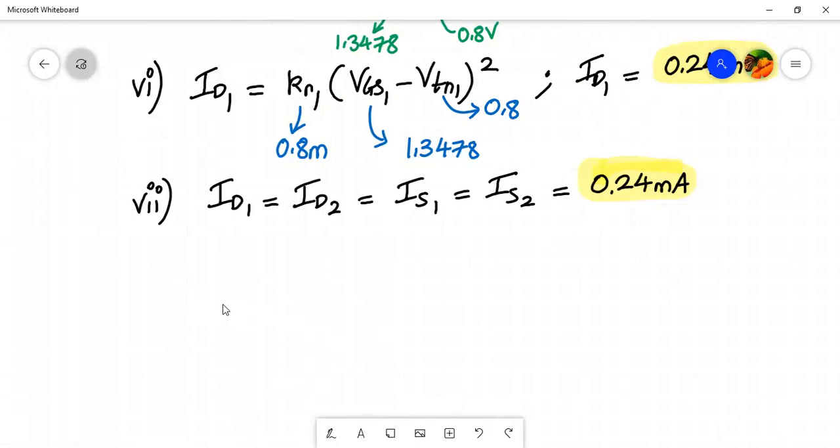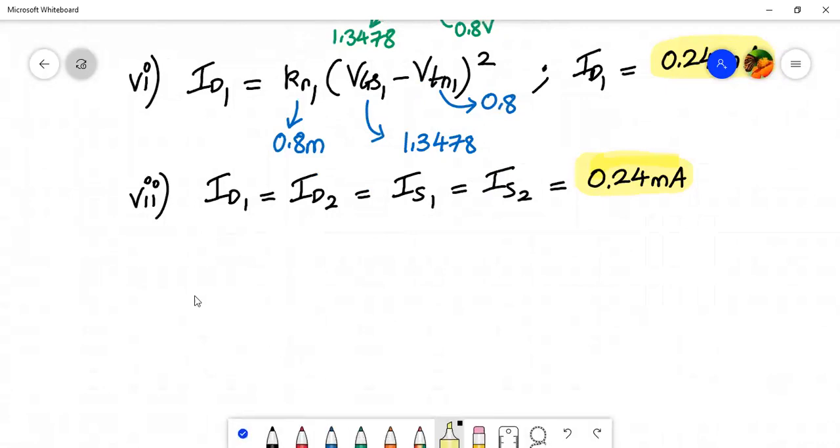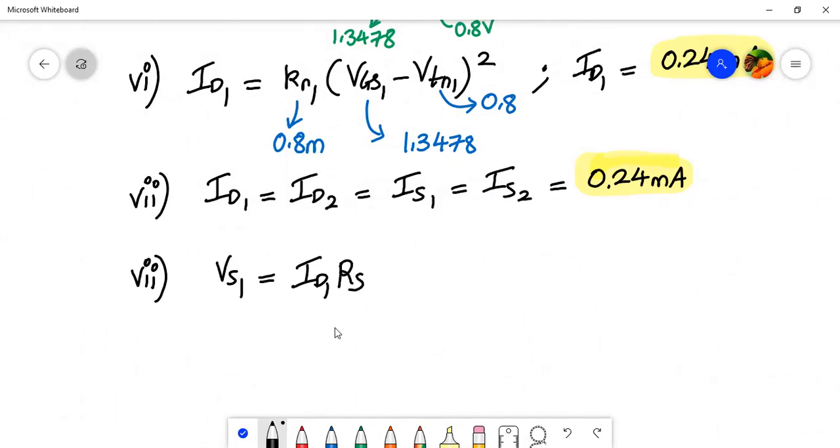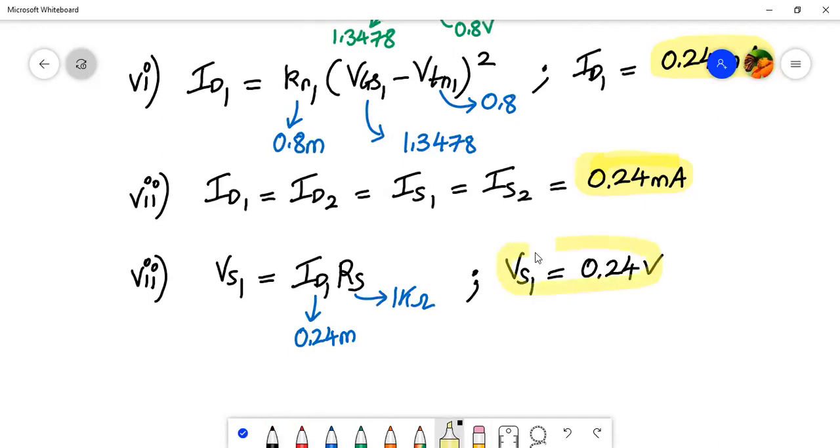All right. Next, we can find out the value of VS1. So VS1 is given by ID1 into RS. So ID1 value just now we found out to be 0.24 milli, and RS value is 1K. So very straightforward answer, we don't even require a calculator over here. So VS1 value is coming out to be 0.24 volt. Okay, so we got the value of VG1, VG2, ID1, ID2, IS1, IS2, and VS1.